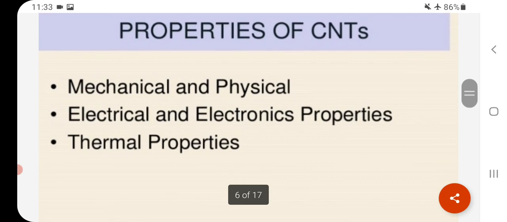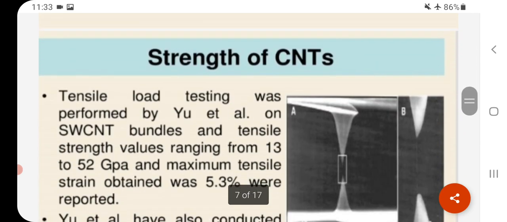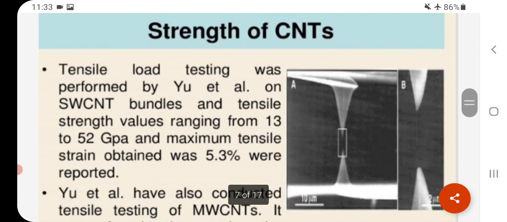Properties of carbon nanotubes: mechanical and physical, electrical and electronics properties, thermal properties. Strengths of carbon nanotubes. Tensile load testing was performed by Lurie on single wall carbon nanotube bundles, and tensile strength values ranging from 13 to 52 gigapascal and maximum tensile strain of 5.3% were reported.